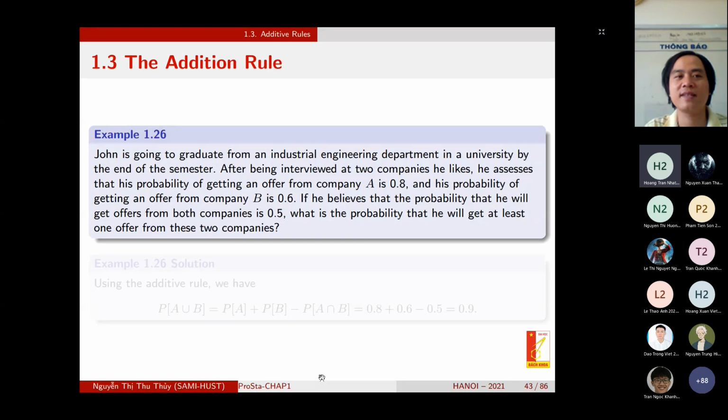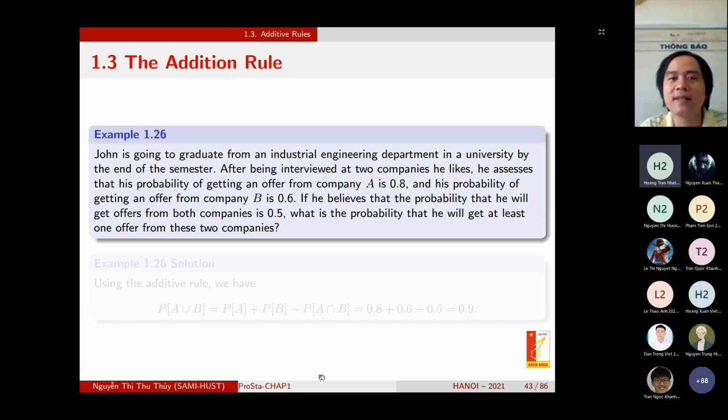Yeah, thank you, Mr. Hoàng Nhật Minh. But can you summarize the assumption and what we need to compute now? So the probability of getting an offer from company A is 0.8. So let's say that P(A) is 0.8. And P(B) is 0.6, and P(A intersection B) is 0.5. Yeah, A intersection with B. Okay.